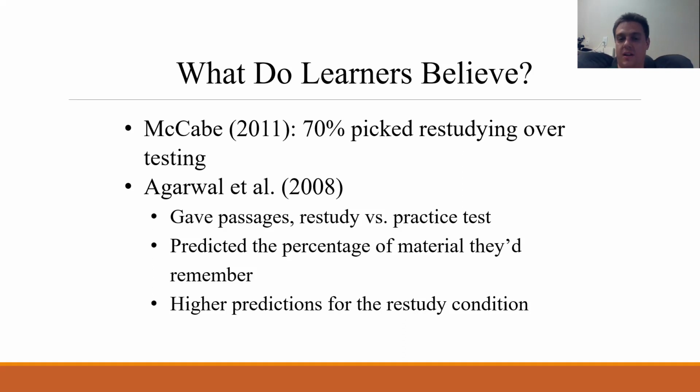And then how do you think you did in practice? They give higher predictions for the restudy condition. So people are basically out of touch with what's actually the good way to study. They're picking the wrong technique. And McCabe found the same thing: if you expose people to restudying versus testing, and then ask which they would rather do, 70% will pick restudying over testing.